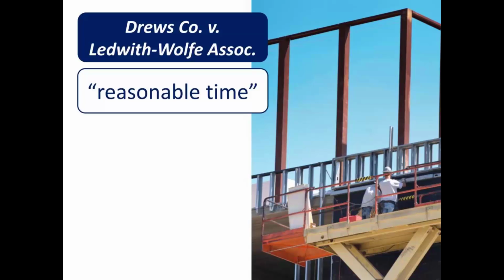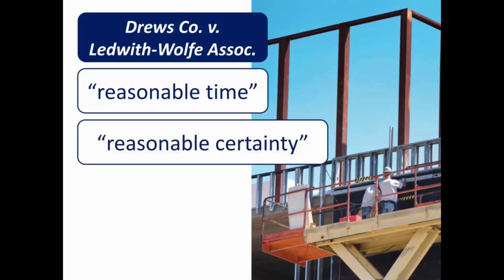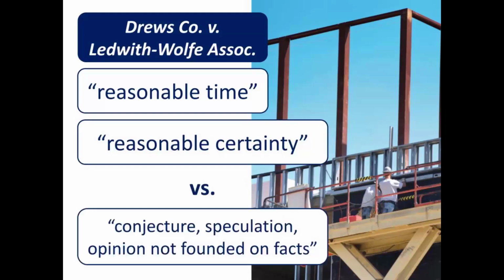In Drew's, the South Carolina Supreme Court joins other jurisdictions in abandoning the per se new business rule, which had barred any recovery of profits from a new business. Instead, the court adopts an evidentiary rule requiring proof of lost profits with reasonable certainty. Courts commonly contrast proof with reasonable certainty to what they describe as conjecture, speculation, and opinion not founded on facts.